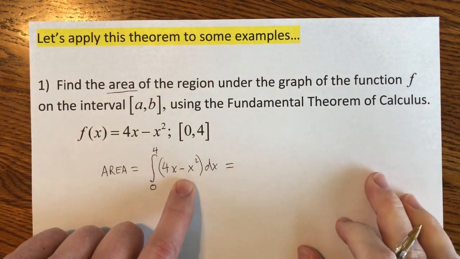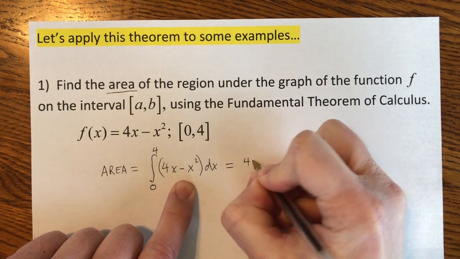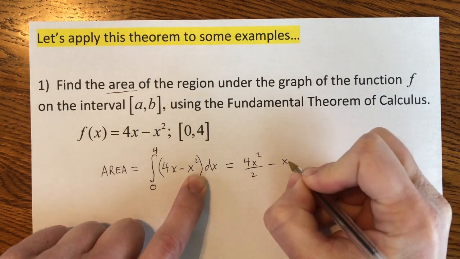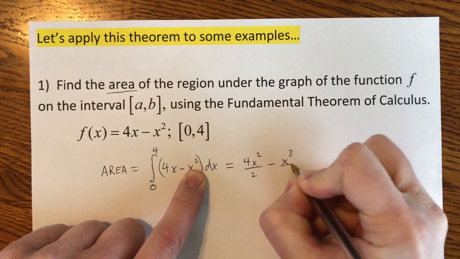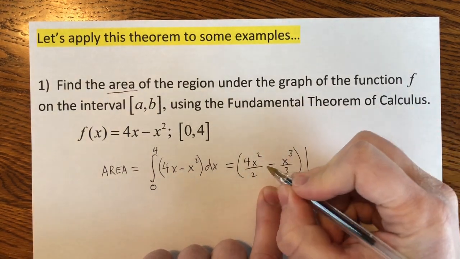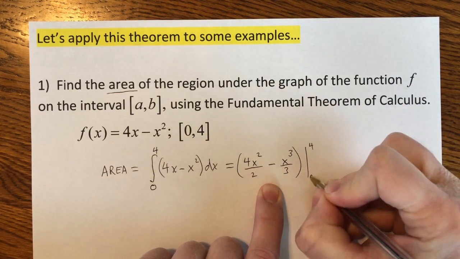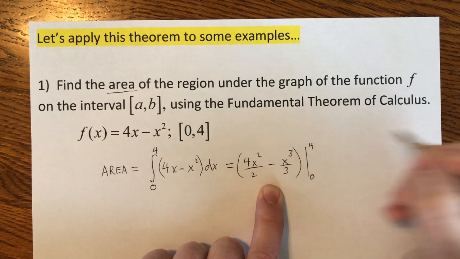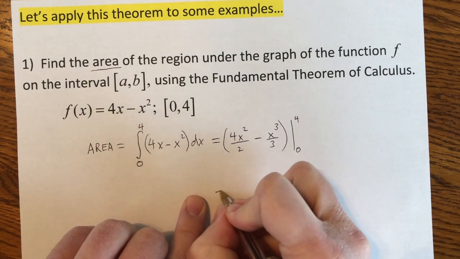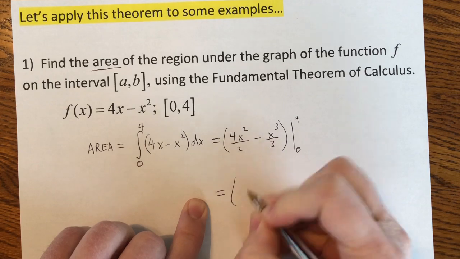Well, again, we're going to handle this just like we did in section 11.1. So we get 4x squared over 2 minus x cubed over 3. And then we're going to put parentheses around this, and we're going to be evaluating this definite integral from 0 to 4. There's your lower limit of integration and your upper limit of integration. All right, so what does this look like? Well, let's go ahead and reduce this. 4 over 2 is 2. Here's what it looks like.